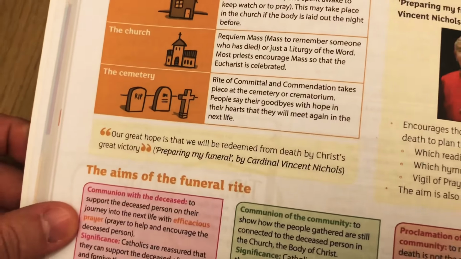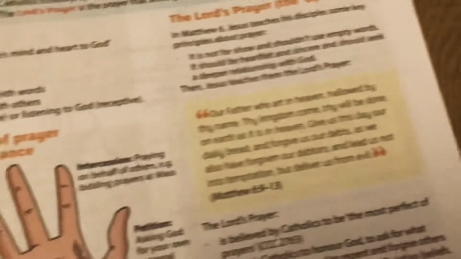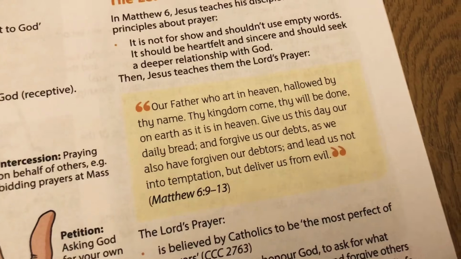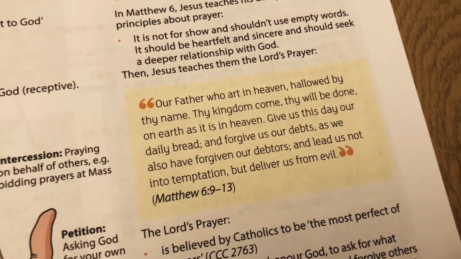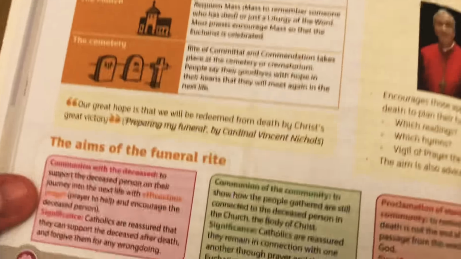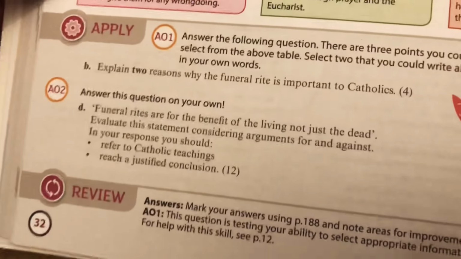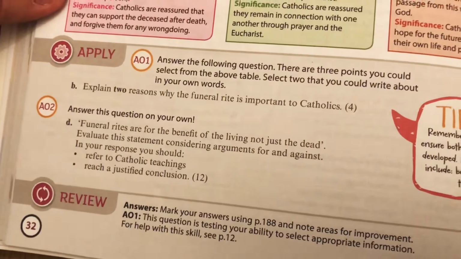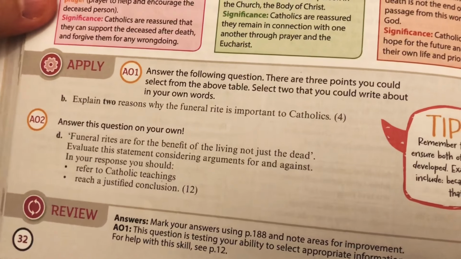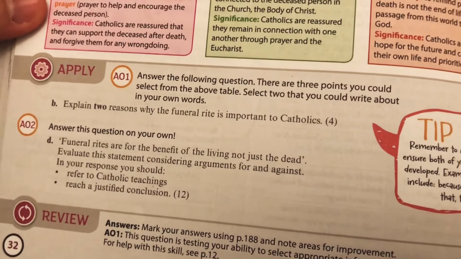We have also obviously tried to include sources of wisdom and authority in the yellow boxes again, to help you make sure that you've got those for the Part C questions. Once you've spent some time learning all of that, we have the apply section at the bottom, which generally gives you an AO1 and an AO2 task.